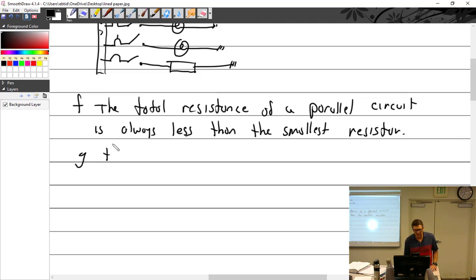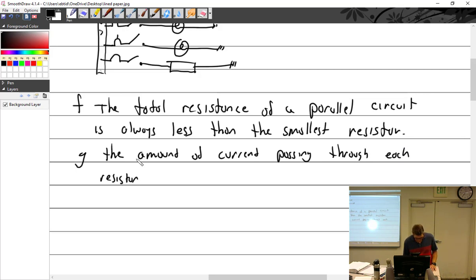So the amount of current passing through each resistor, or load if you want, will vary according to its individual resistance.